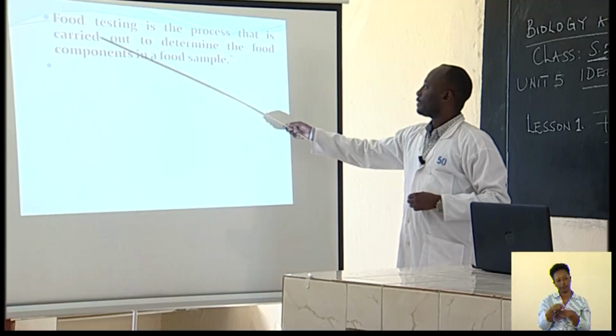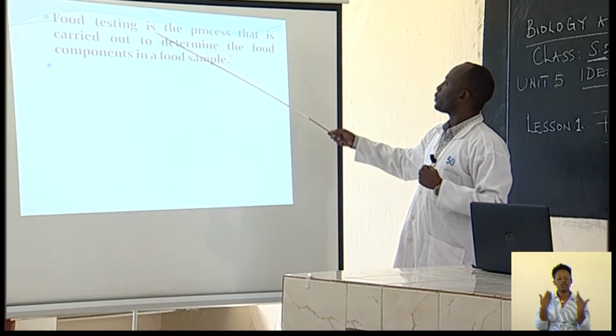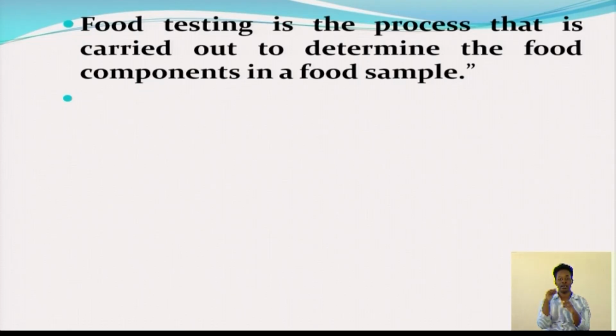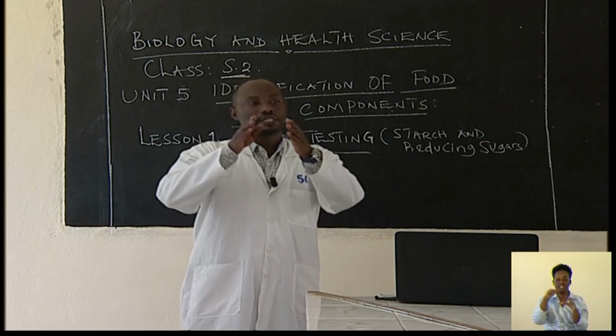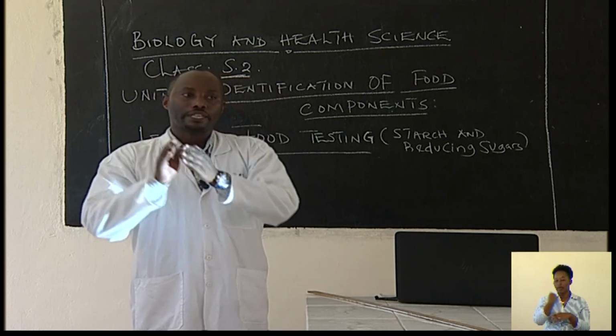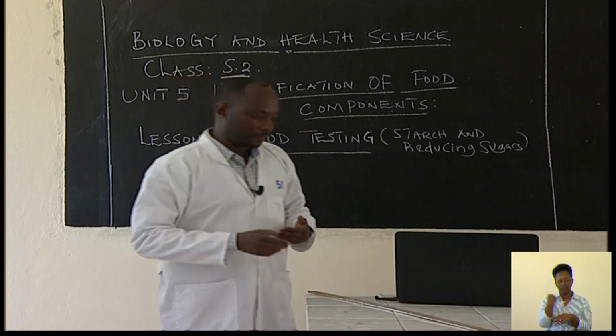So this is the definition of food testing. It is the process carried out in the laboratory to determine the food components in the food sample. What are the food components present in the food sample? Why do we say these are carbohydrates? Student, why do we say these are proteins? That's why we have to do what you call testing.